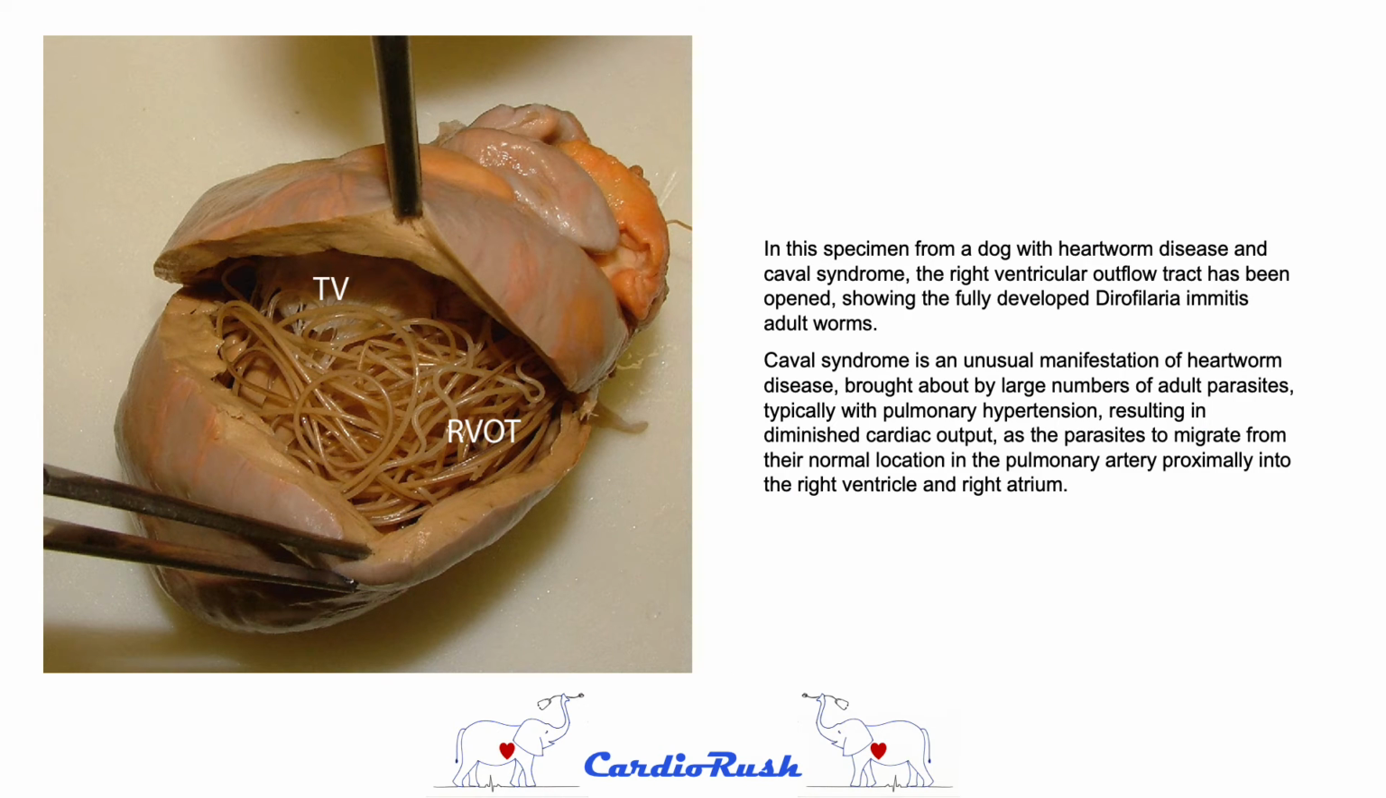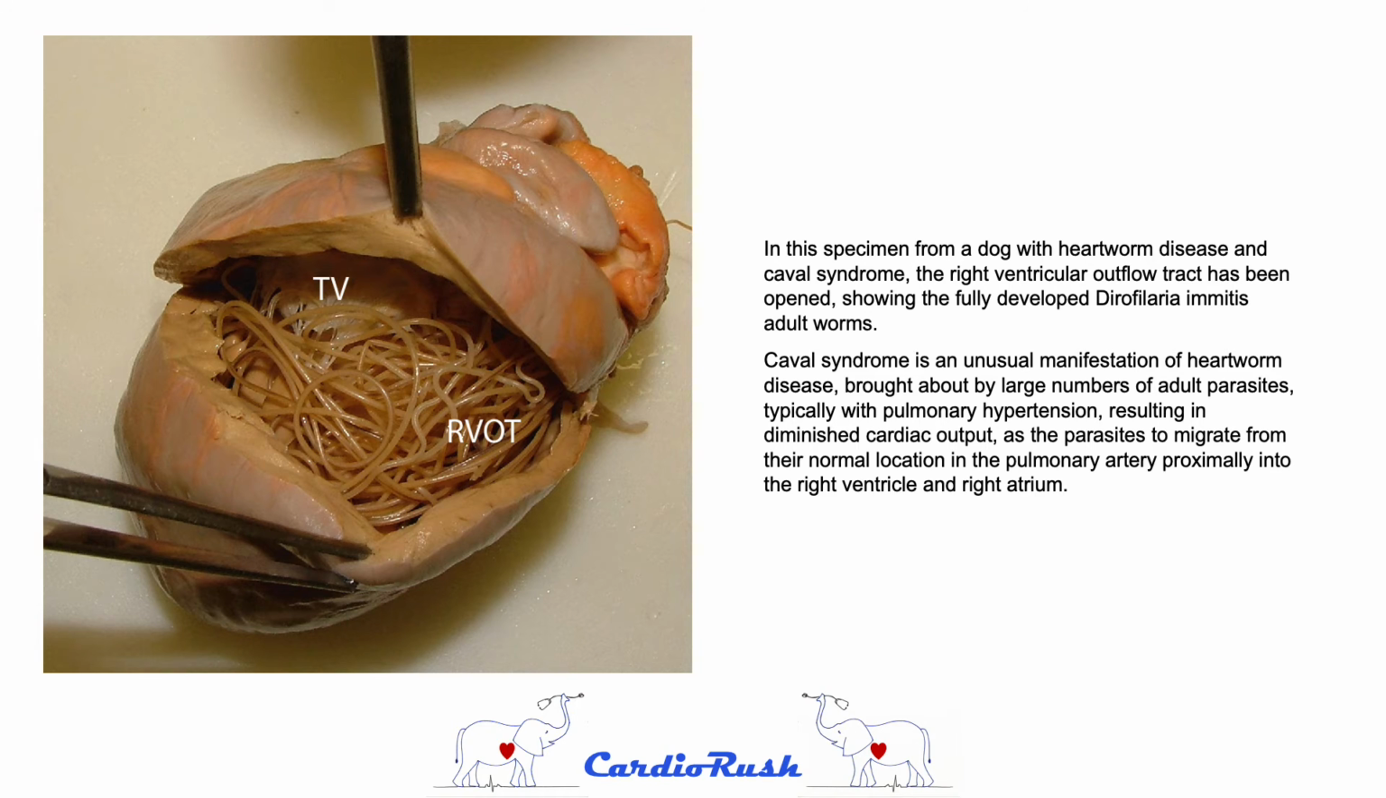This picture is from a dog with heartworm disease and Cavell syndrome. There are many worms in the cavity of the right ventricle. In dogs with Cavell syndrome, the worms can bounce back and forth from the right atrium into the right ventricle across the tricuspid valve. This often leads to a right-sided cardiac murmur. Heartworms usually live out in the main pulmonary artery, but they can be induced to move back into the right ventricle or the right atrium.